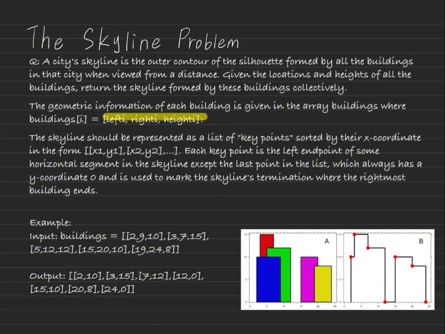Let's look at the following example. In this drawing, we see 5 buildings overlapping each other, and the output of the skyline are the following coordinates. As mentioned before, they are the start of the horizontal segments, sitting at (2, 10), (3, 15), (7, 12), (12, 0), (15, 10), (20, 8), and (24, 0). How do we solve this? Pause here if you'd like to think independently for a moment.